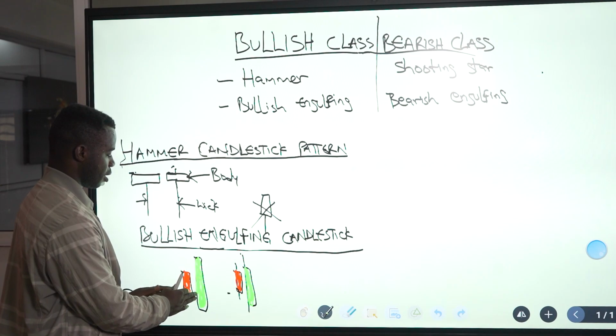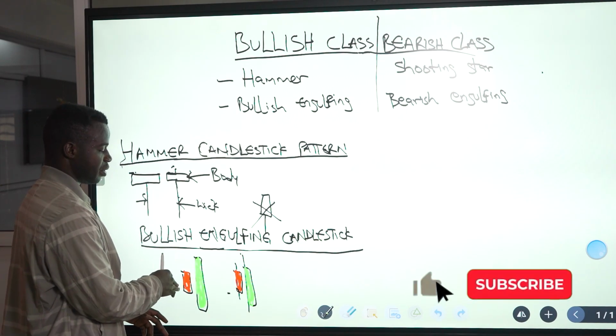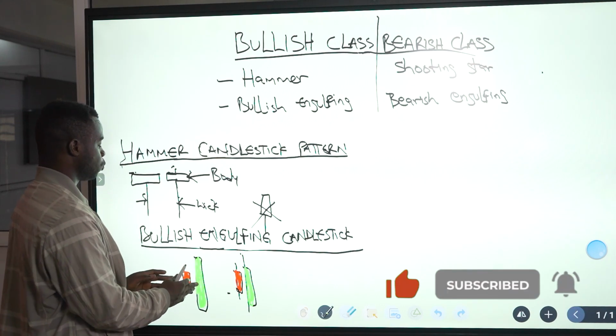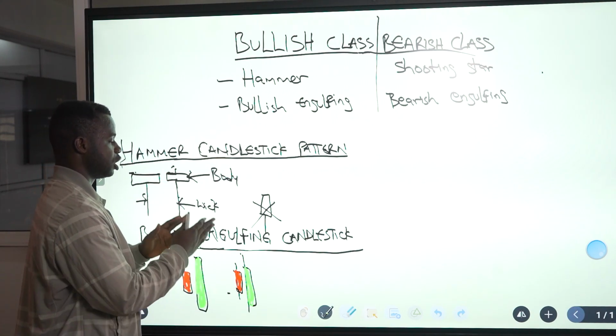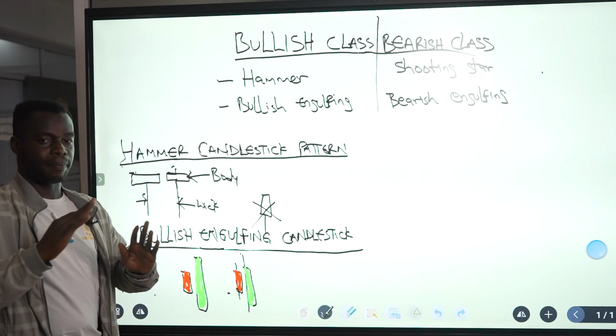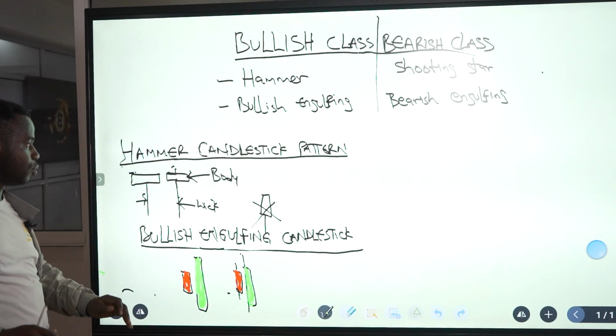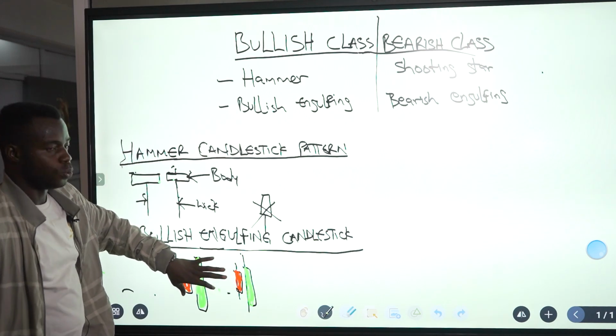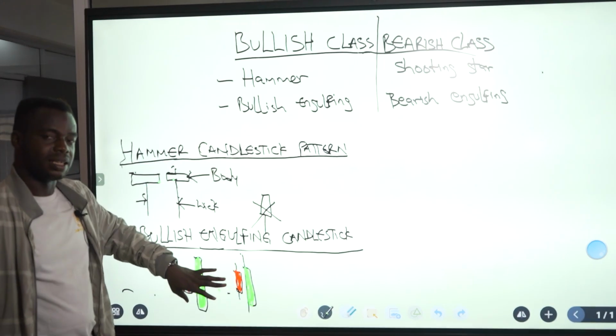So this one here, the bullish candle swallowed up the bearish candle. In this case too, the same thing happened. So this is what we refer to as a bullish engulfing candlestick pattern. It is that simple. Wherever we see this or this, we'll be looking out for buy in the market.